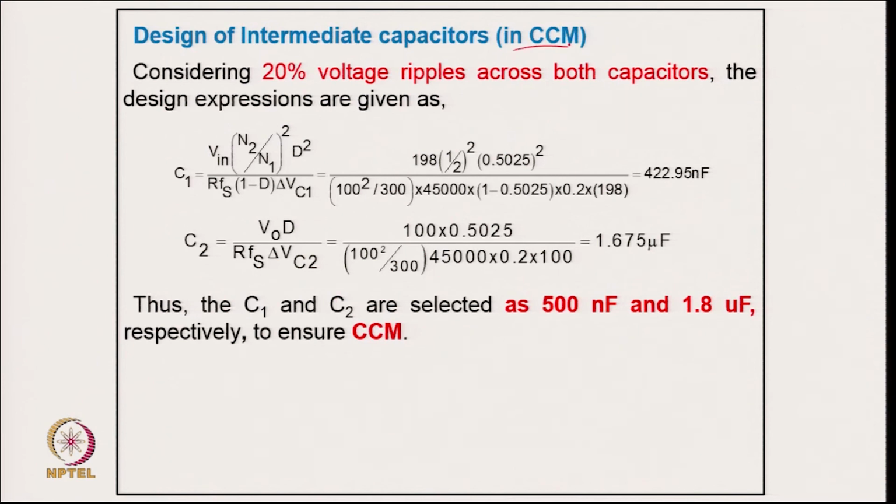And coming to the design of the intermediate capacitor, again for continuous conduction mode, the voltage across these capacitors has 20% voltage ripple across both. We can calculate C1 from this relation, on the input side of the transformer, and putting in the turns ratio, it comes to 422.95. The output capacitor is calculated from the output side, and putting in all the values, it comes to 1.675 microfarad. Hence, C1 and C2 are selected higher than these values to make sure that the voltage ripple is always less than the specified value in the design, which is 20%.